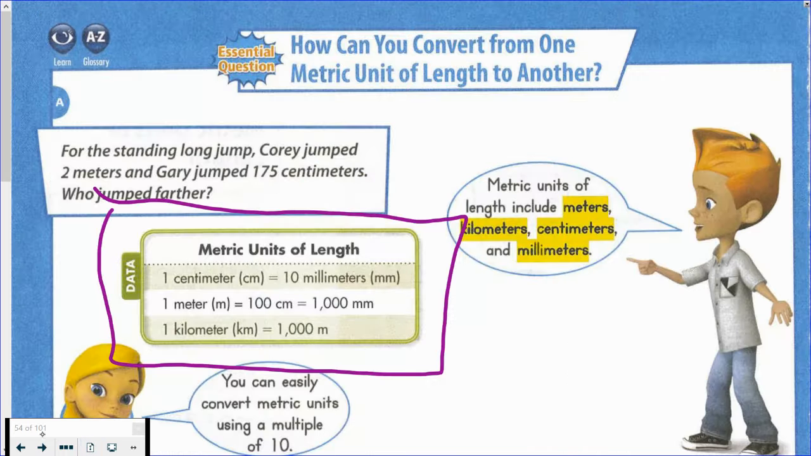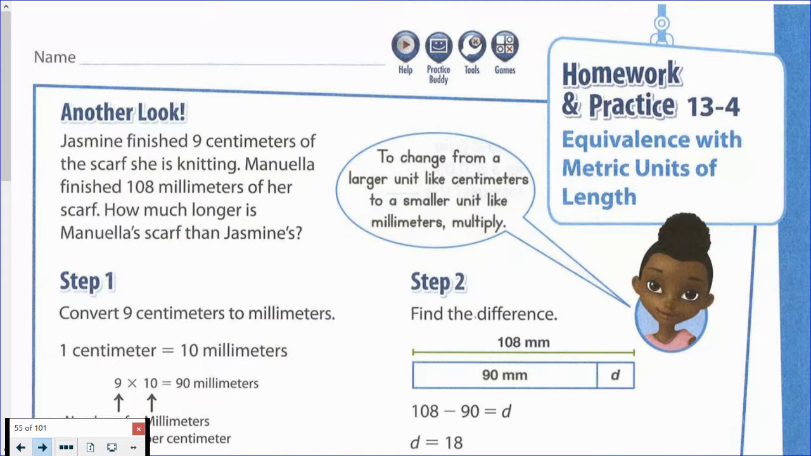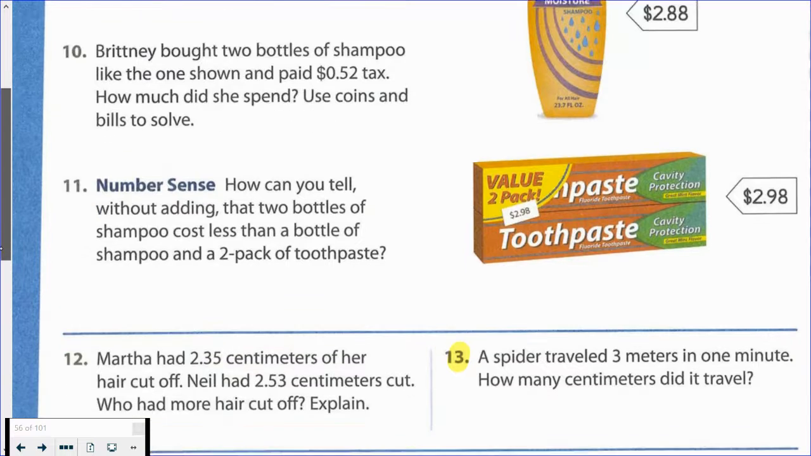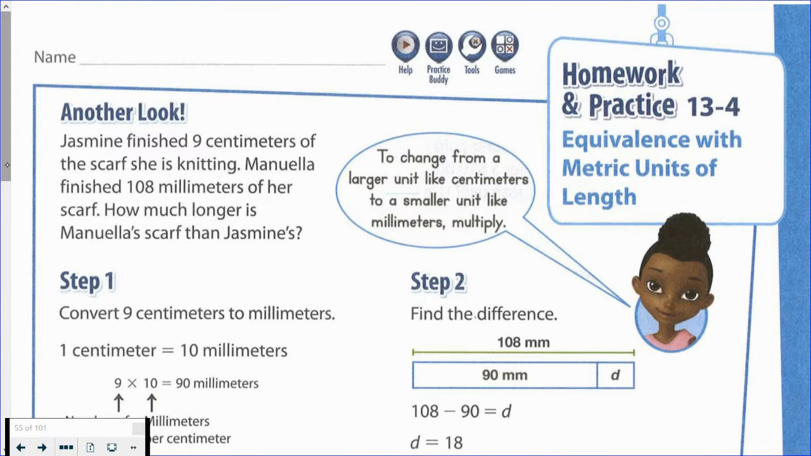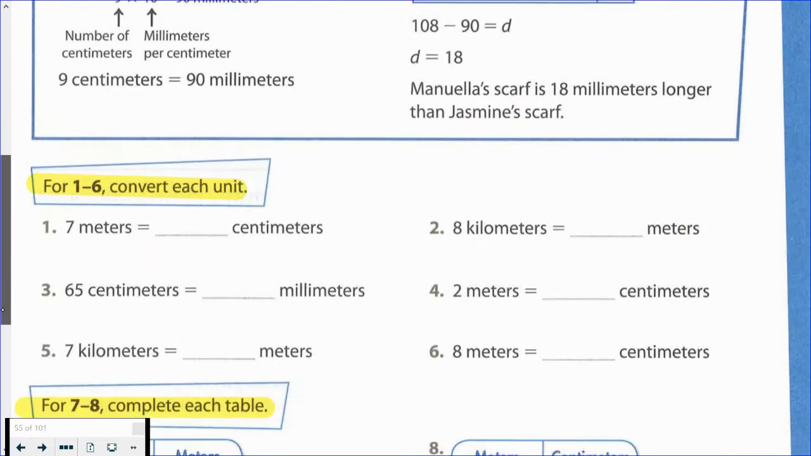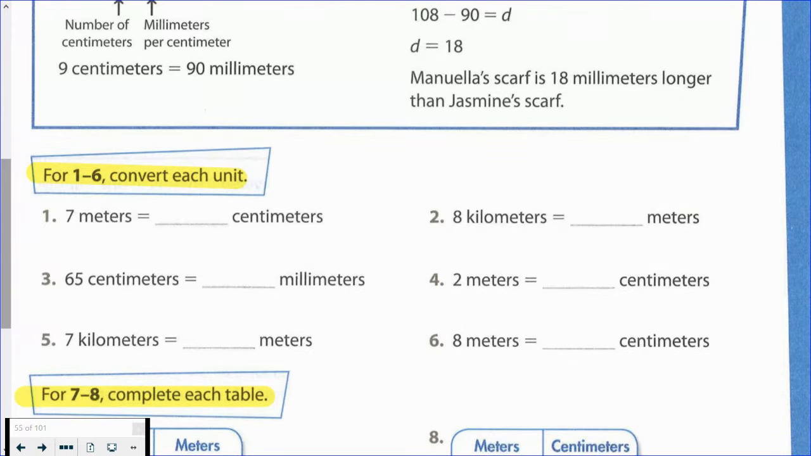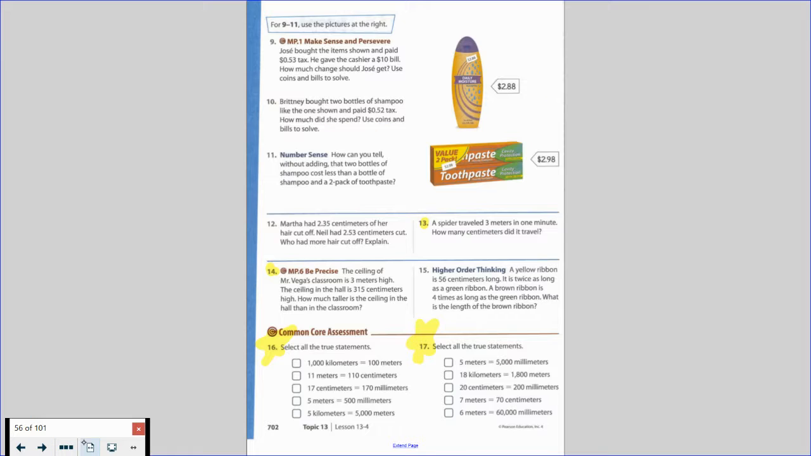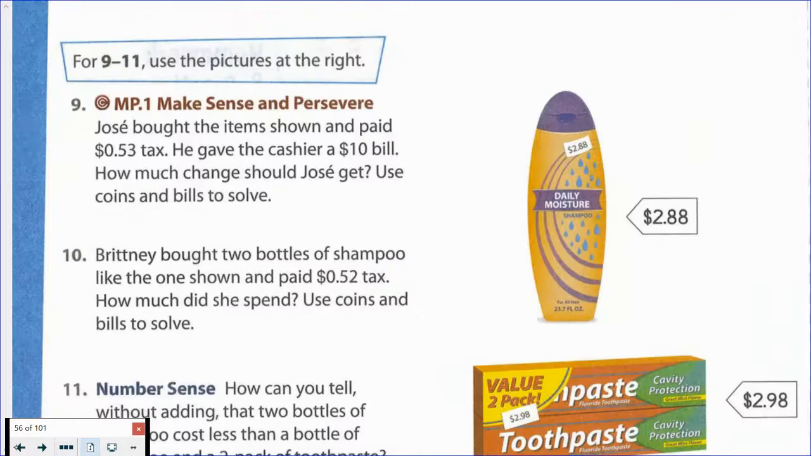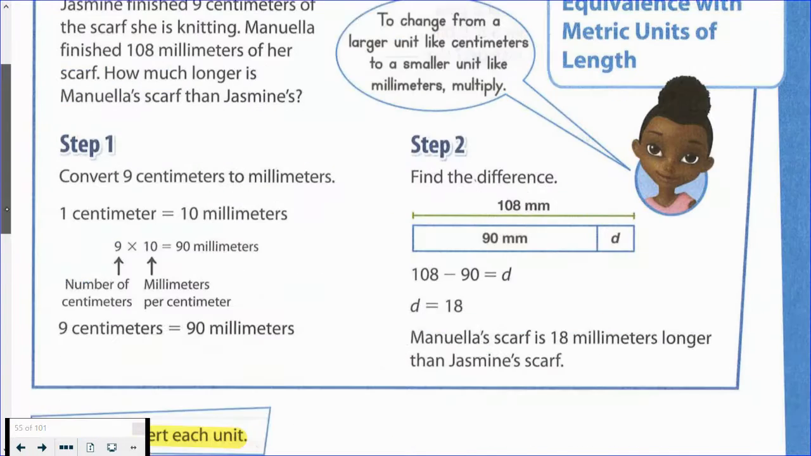So we're going to work together on just maybe 2 or 3 problems just to make sure you've got the hang of it. And then if you feel really good, you can stop the video and go ahead and try some of the work on your own. So for the homework page, we're going to ask you to complete numbers 1 through 6, 7 and 8. Okay, and on the back, 13 and 14, bonus problems are 16 and 17.